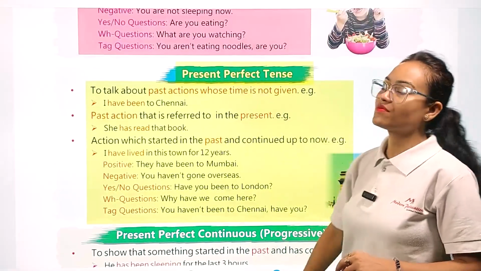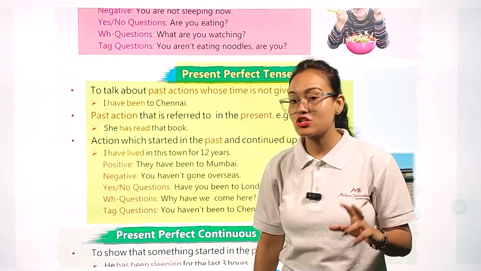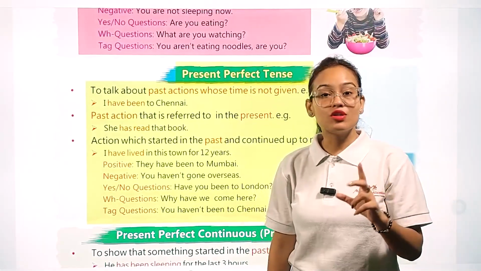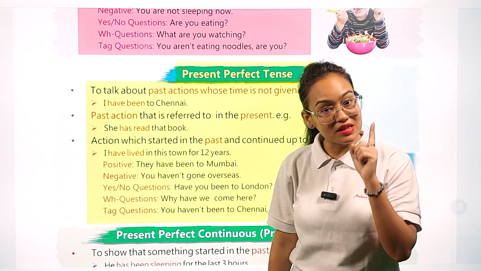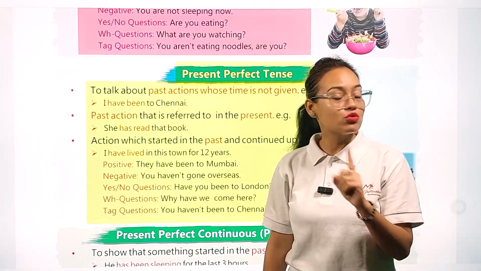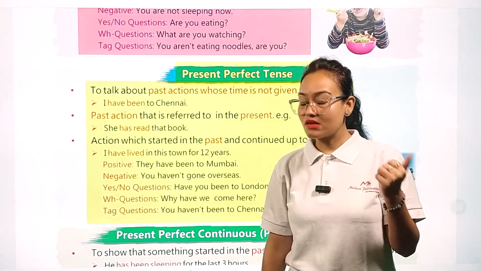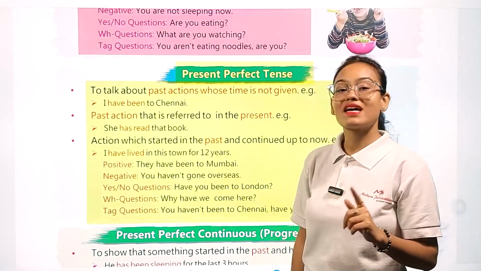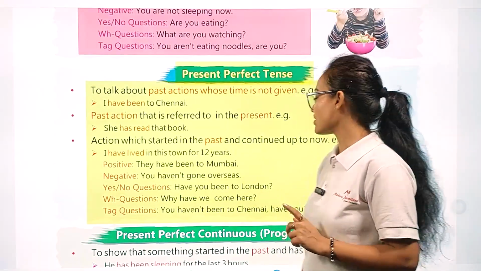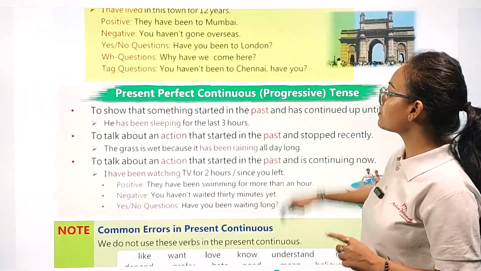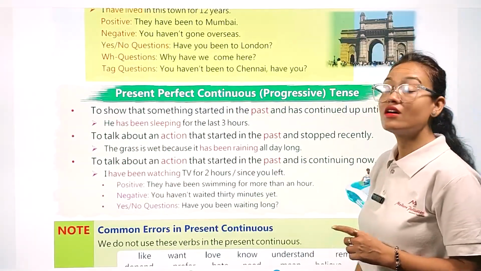So the meaning of present perfect tense is that the past action has already happened, but we don't know about the time, at when this action happened. Okay, remember this one. Now we are going to see the present perfect continuous or progressive tense.